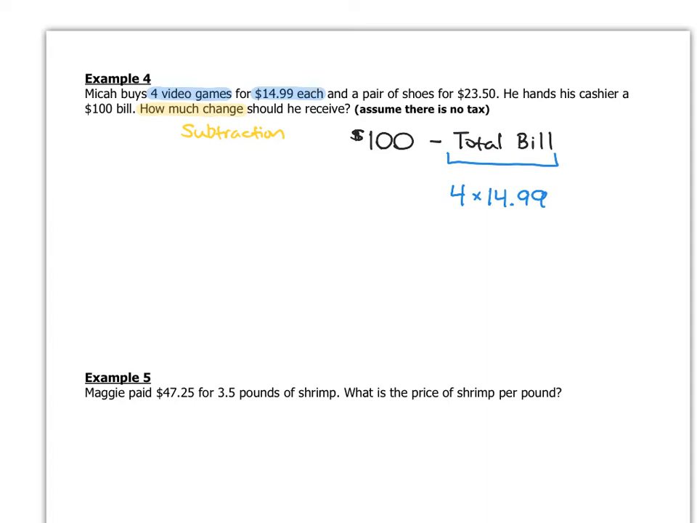He also bought a pair of shoes, just one pair, for $23.50. So then we're going to add 23.50 to his total for the shoes. So this problem is going to involve 3 operations. It's going to involve subtraction, which we'll do at the very end, multiplication, and addition. So let's go ahead and let's start with the multiplication. Since we know he bought 4 video games and they were each the same price, we'll do 14.99 times 4.